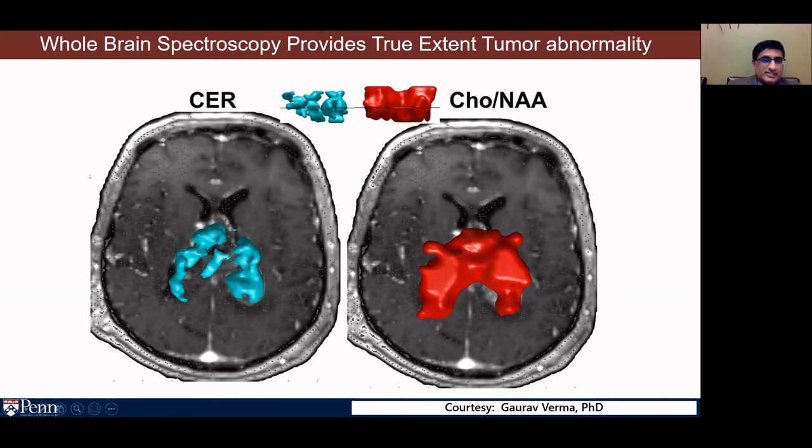So as you can see here, this is the post-contrast T1-weighted image with an overlaid 3D blob. This is a 3D blob of the contrast enhancing region, and this is the 3D blob of the choline to NAA abnormality. If you compare the sizes, the choline to NAA 3D blob is approximately 4 times the volume of the 3D blob corresponding to the contrast enhancement. This indicates that the choline to NAA abnormality, or the metabolic abnormality, gives us the true extent of the tumor abnormality.